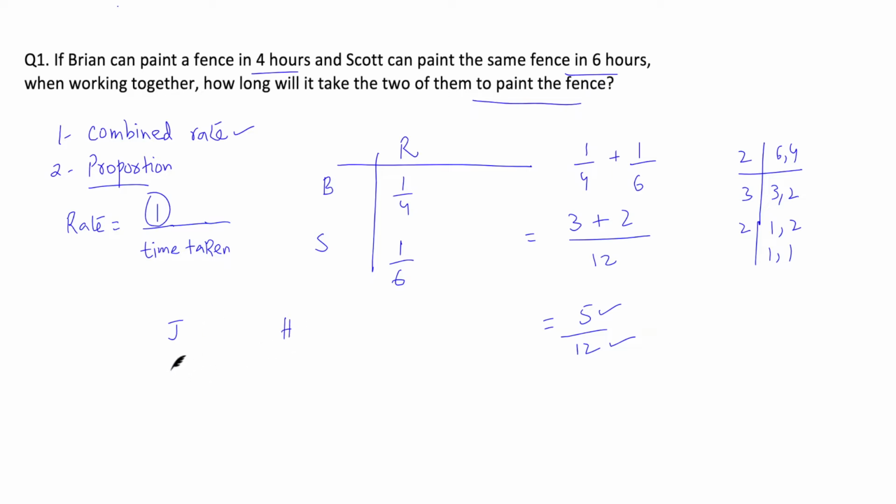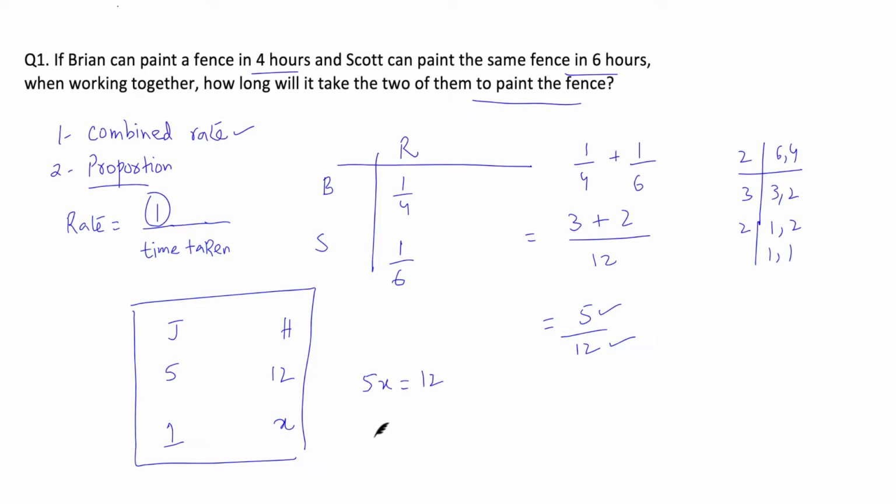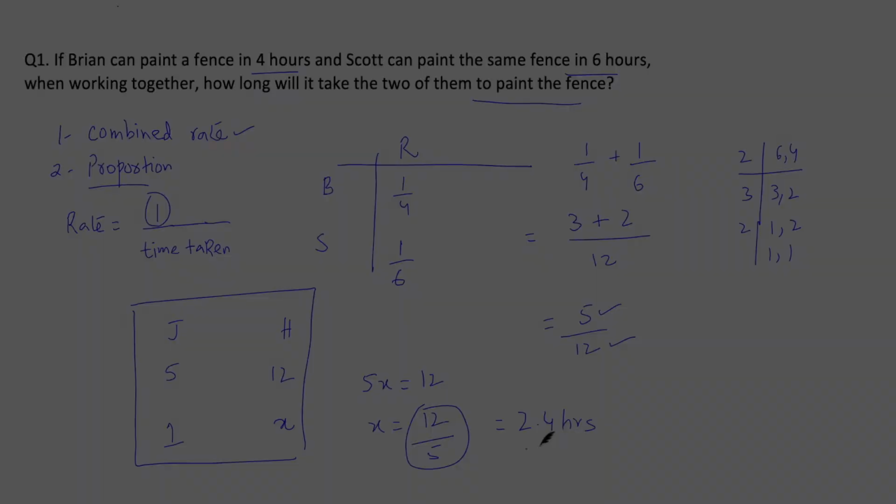Very simple. If they can complete 5 jobs in 12 hours, how long will it take the two of them to paint the fence? How long? This is X, and they have to complete one job. There you go. In this, you will always have proportion. This is our savior. I have talked about proportion at length in various chapters. You cross multiply. What do you get? 5x equals 12. X equals 12 by 5. This is your answer. Or you can say 2.4 hours.